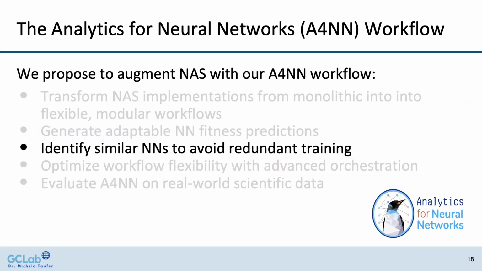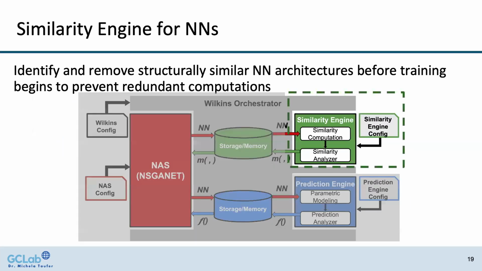The next component of the A4NN workflow is the similarity engine. The similarity engine identifies neural networks with similar structures or configurations. The goal of this component is to skip training for models that are essentially redundant, with the goal of saving compute time by avoiding duplicated training.